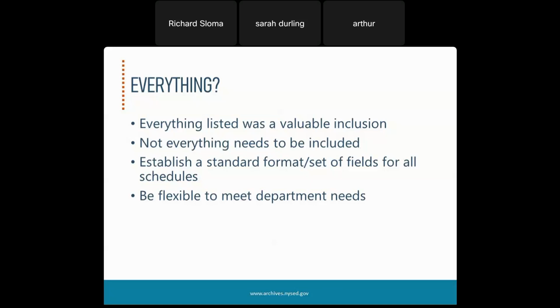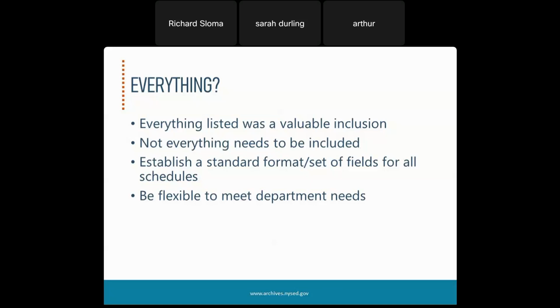That said, if you're going to be creating office schedules and you're looking to do this for your entire organization, your entire government, you want to establish a standard set of fields that you're going to be using so that there's uniformity across all of the schedules. You might need to be a little bit flexible. You might need a comments field for some departments and not for others because it's very cut and dried as to how those records are going to be handled.